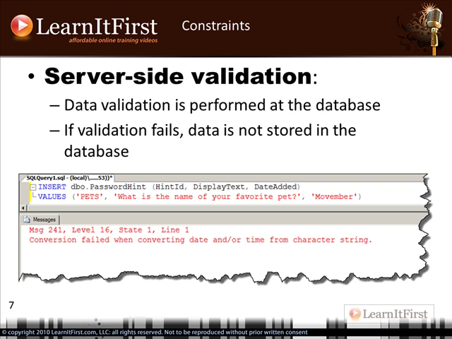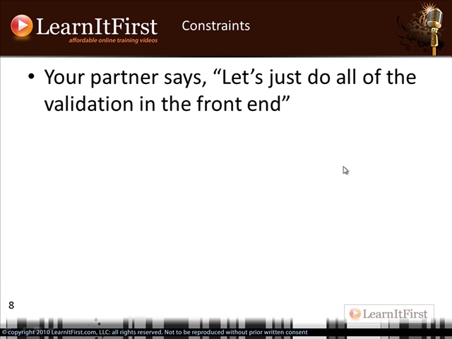Okay? Server-side validation. Now, in a case like this it's fairly basic validation. This was simply data type validation, right? We were just checking to see if this was an actual date, because that's the data type for the date added column. Now, let's say this.